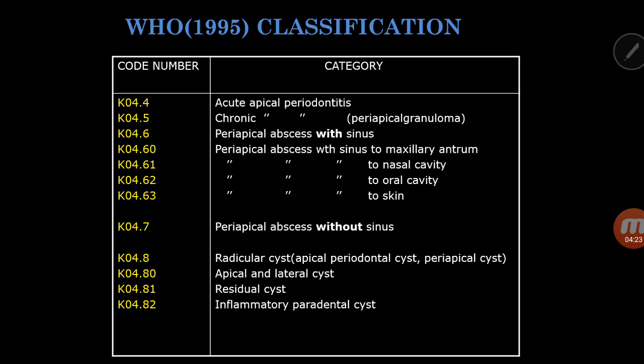So this is one of the important classifications. I think you have a question related to the residual cyst. This is a repeat question that was asked in the KSET. The question is, what is the WHO code for the residual cyst? The answer is K04.81. They can ask any questions like periapical abscess with sinus tract opening. So this is the code for periapical abscess with sinus tract.